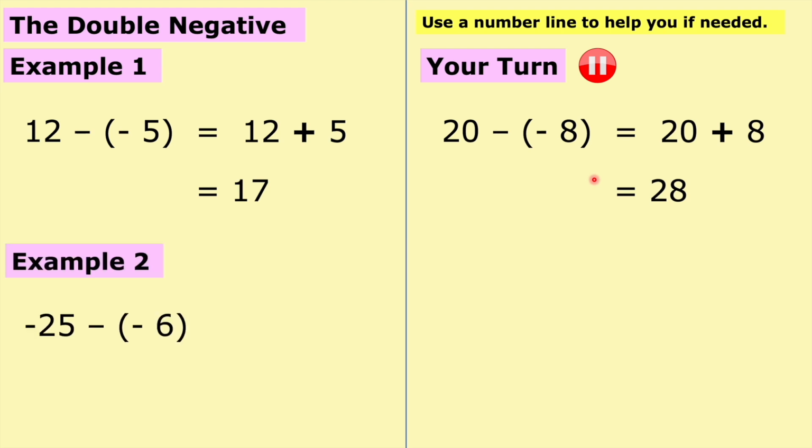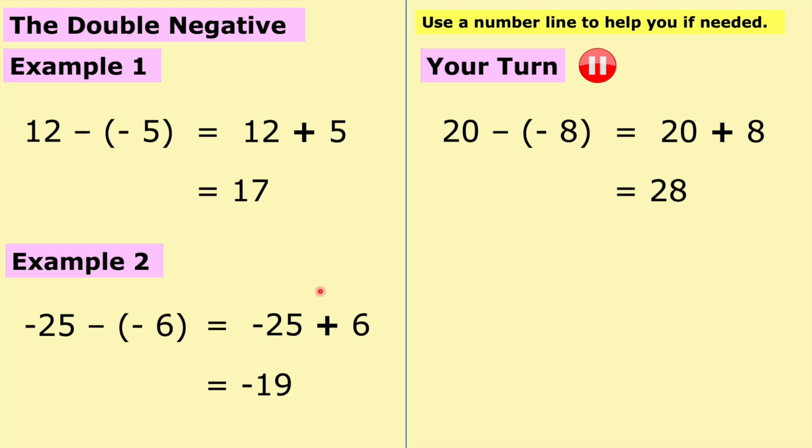This time I'm going to do negative 25 subtract negative 6. So I'm starting in the negatives this time, and I'm subtracting a negative, which means I'm moving right on the number line, which is the same as adding. I am going to replace this double negative with an addition. So I've got negative 25 add 6, and I'm just going to calculate that. Again, use the number line if you need. So starting at negative 25, moving right, adding on 6 to get to negative 19.